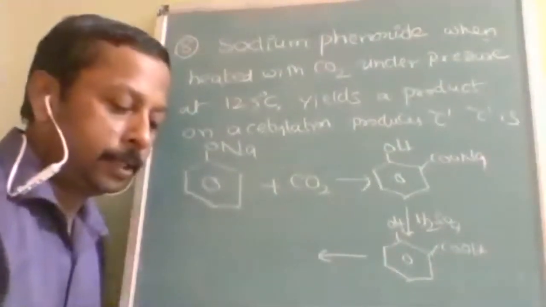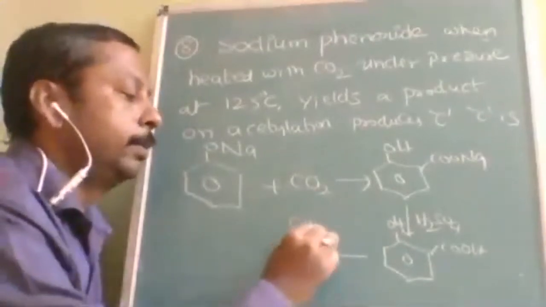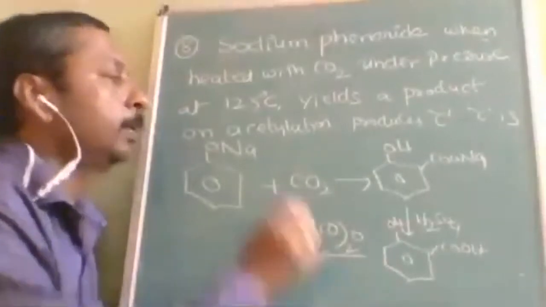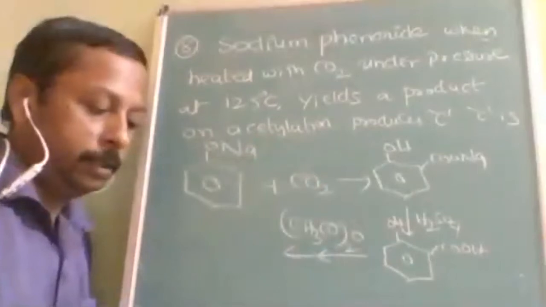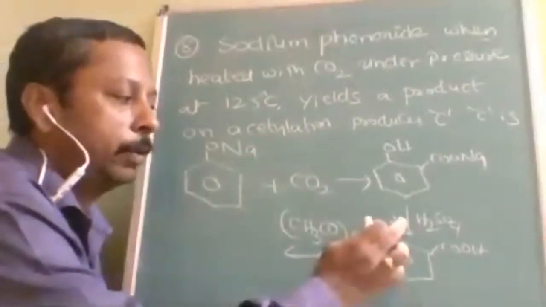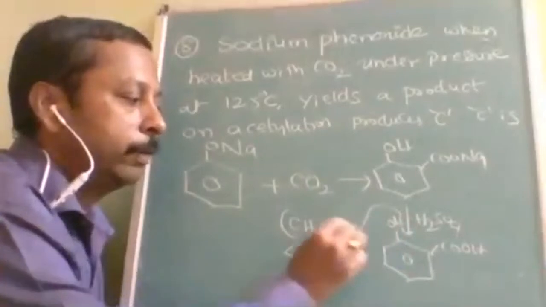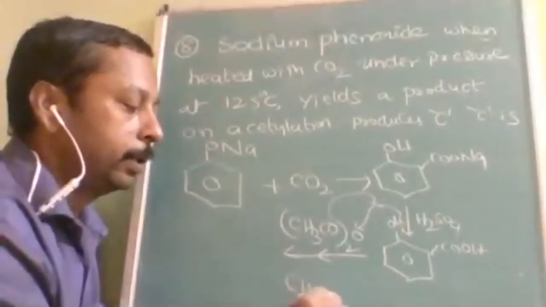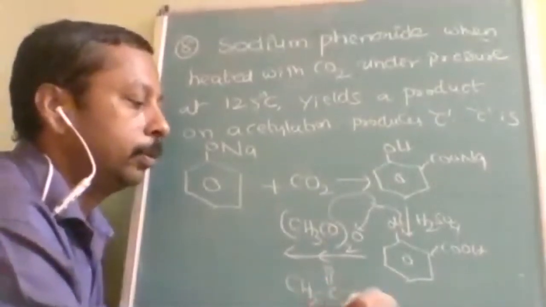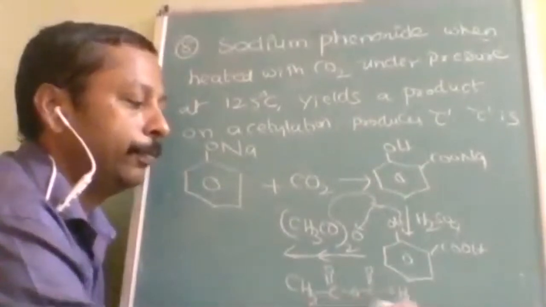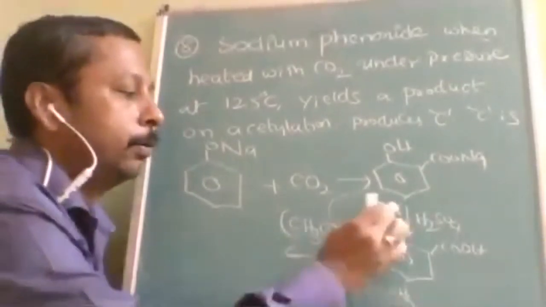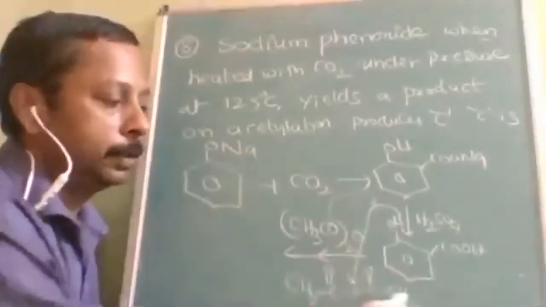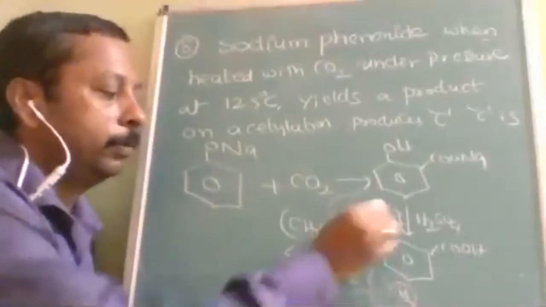Now it is to be acetylated. Acetylation means adding the CH3CO acetyl group. So where should it go? It will replace the hydrogen. One hydrogen will come here and the acetyl group will go at this position. I will draw the structure clearly: C double bond O, CH3. This hydrogen will come here and this CH3CO group will attach here.